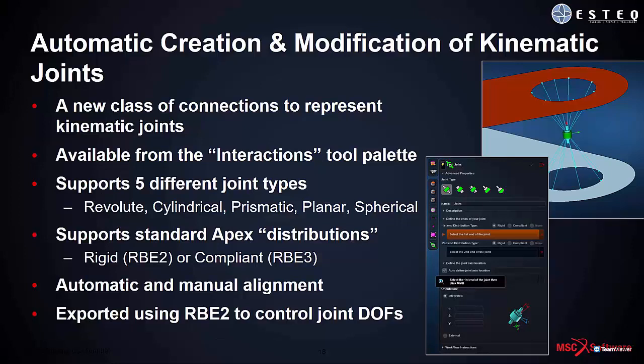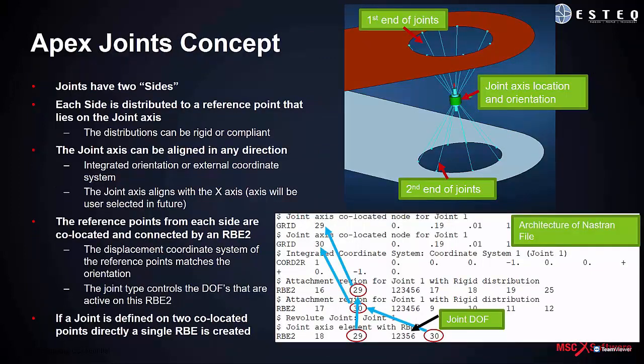Everything is done automatically for you and visually, in a way that you can very easily check that your model is set up correctly. And just in terms of how connectors work in Apex, and this is true for both the connectors as well as the joints, you have two sides and you have an intermediate element.